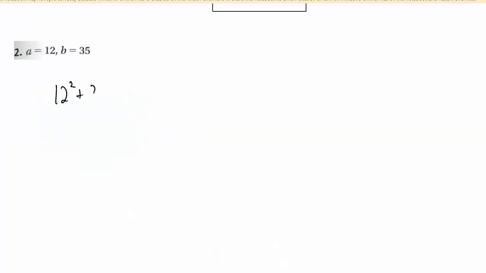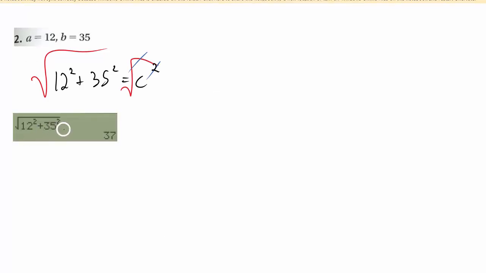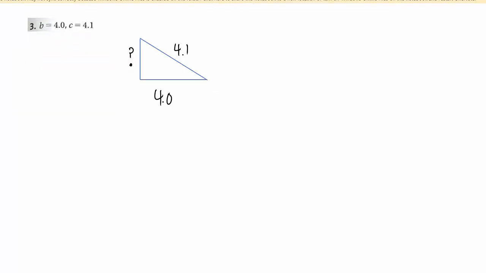Number two is the exact same thing. Again, you just plug those numbers into the Pythagorean formula, and so you don't need to worry about the intermediate values. You can just calculate it outright, just like we did in number one.